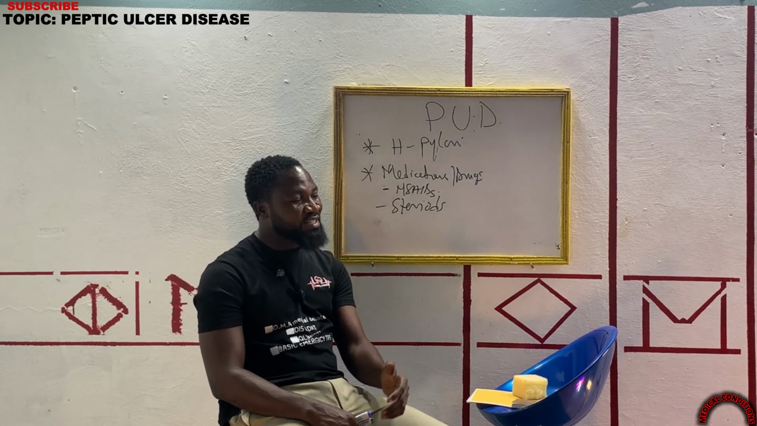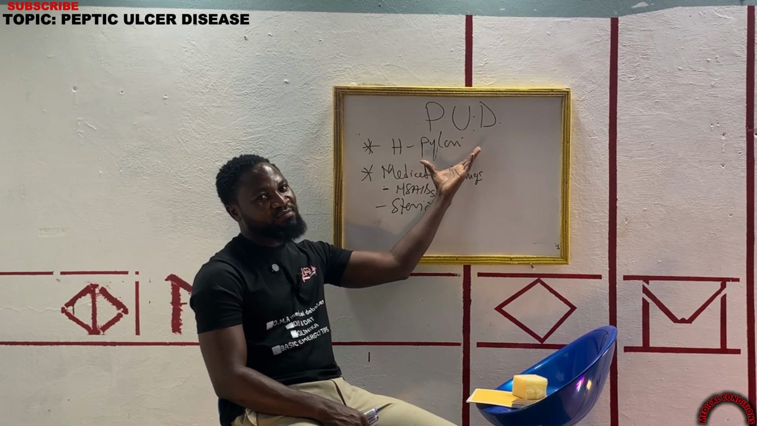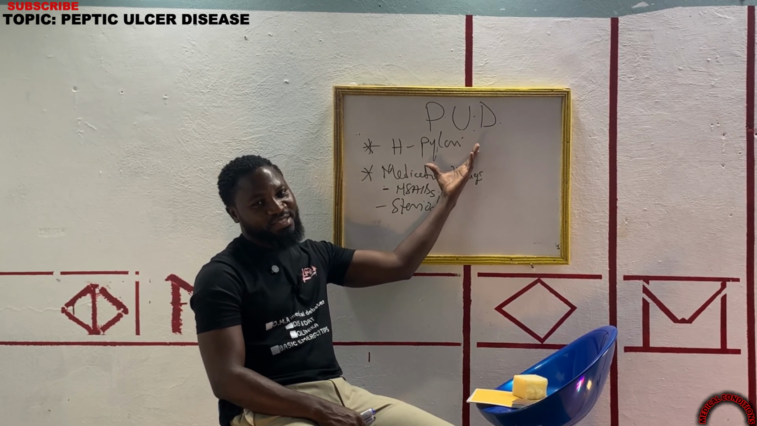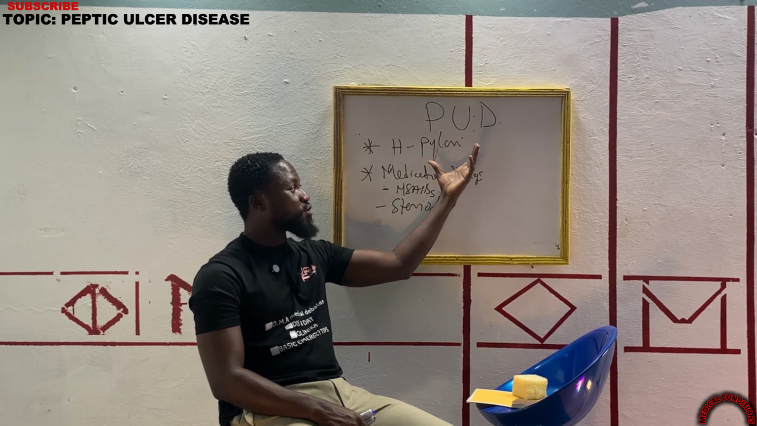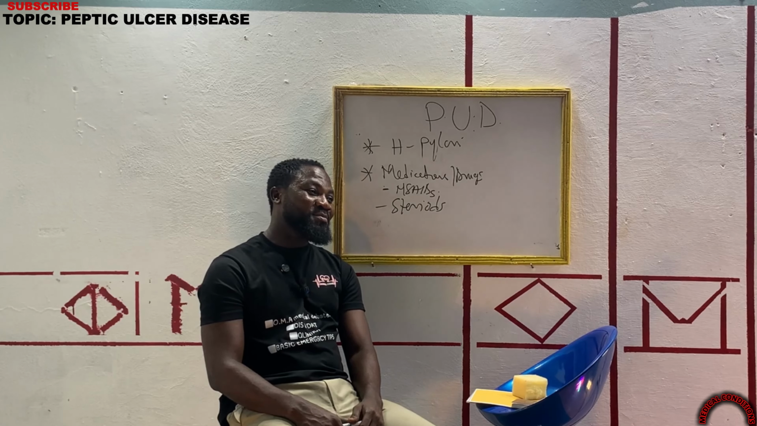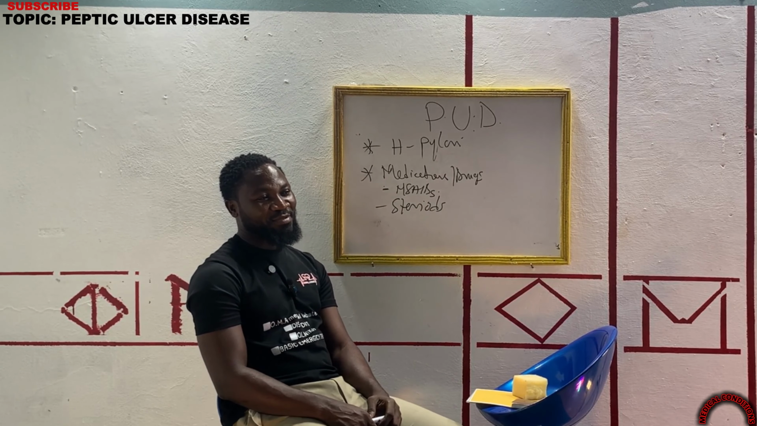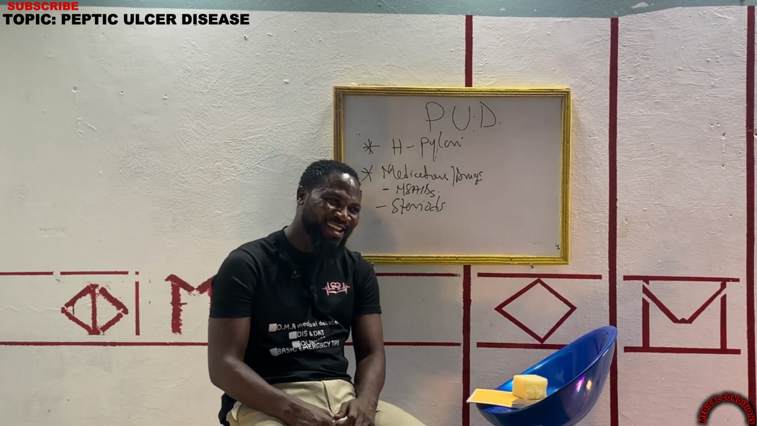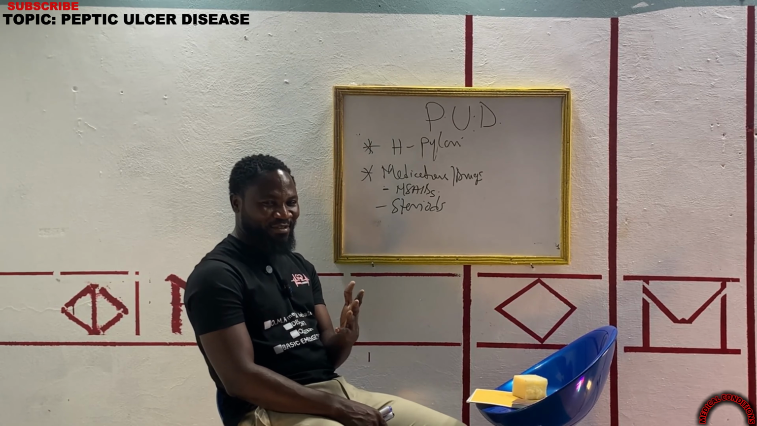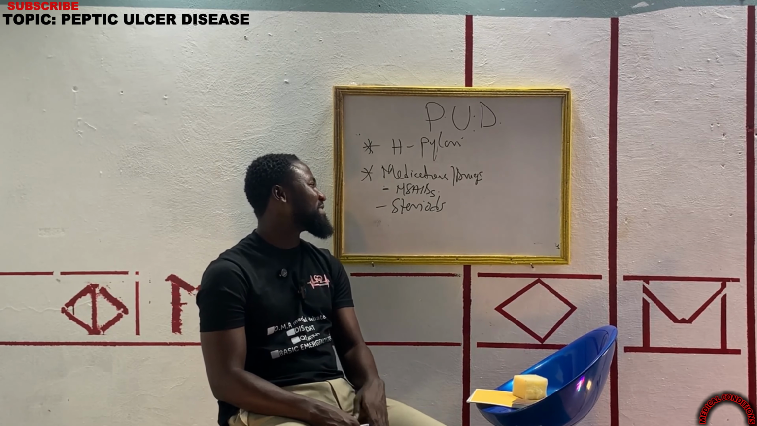So how to prevent this particular thing? You basically need to practice personal hygiene in terms of fecal contamination, kissing, and sharing of utensils. If you have other ways to prevent it, that's fine.